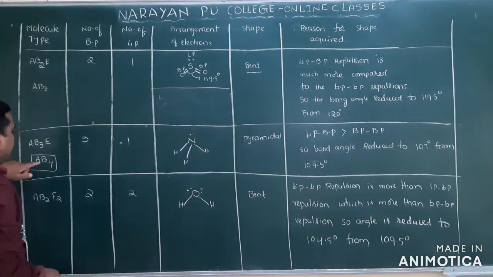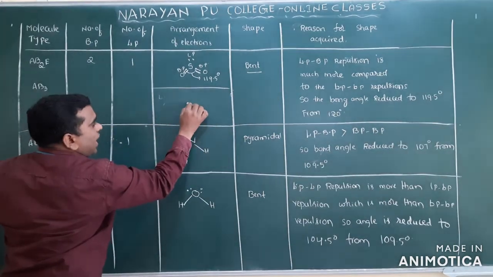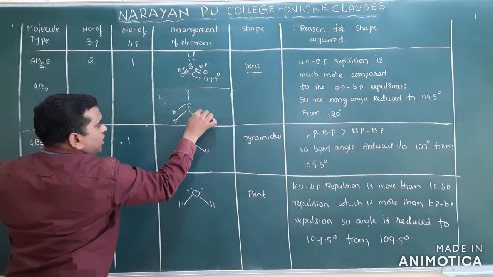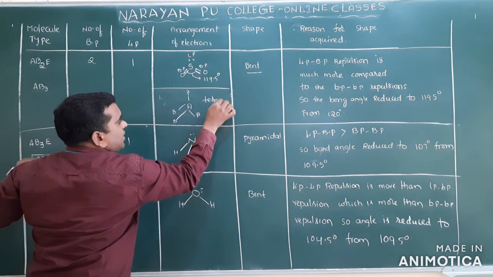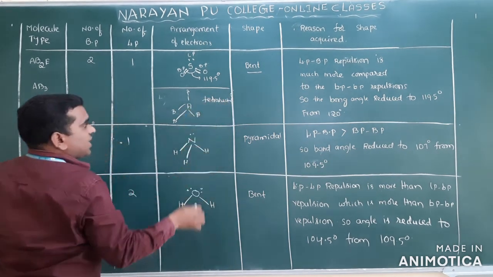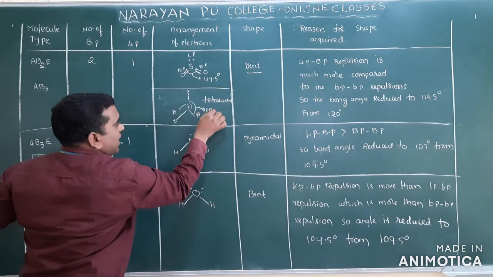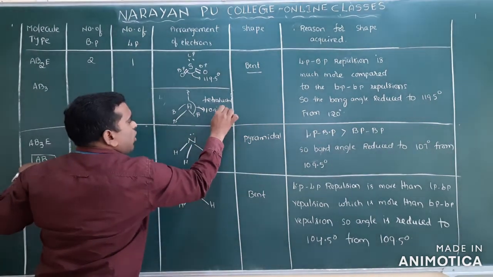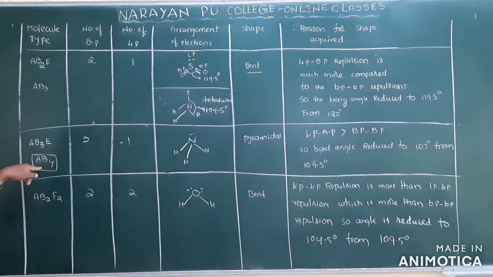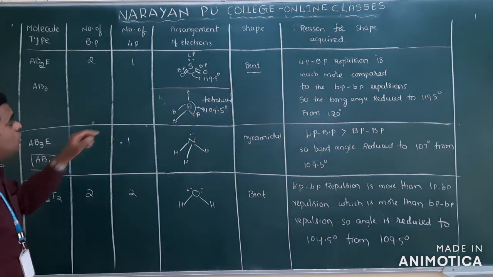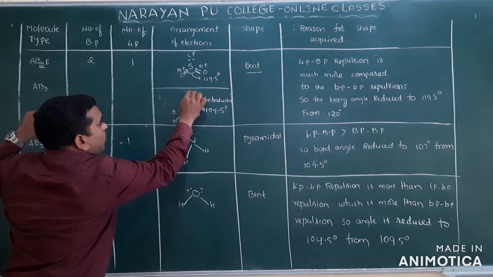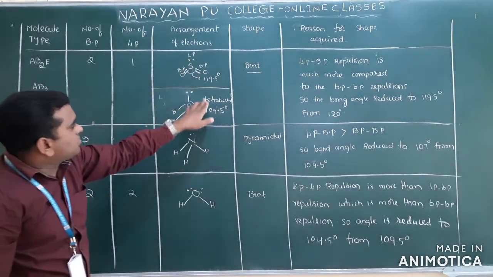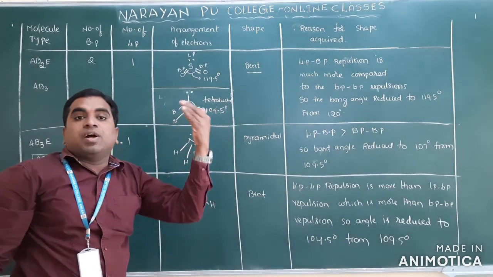Clear for this? If AB4 is there, here A and B, here also B, here also B, and here also B. What is the shape? Tetrahedral shape. If it is tetrahedral, what will be the bond angle here? 109 degrees 28 minutes, or simply you can say 109.5 degrees. Clear? But instead of one bond pair, what is coming here? A lone pair is coming. When a lone pair comes, the tetrahedral shape is distorted.